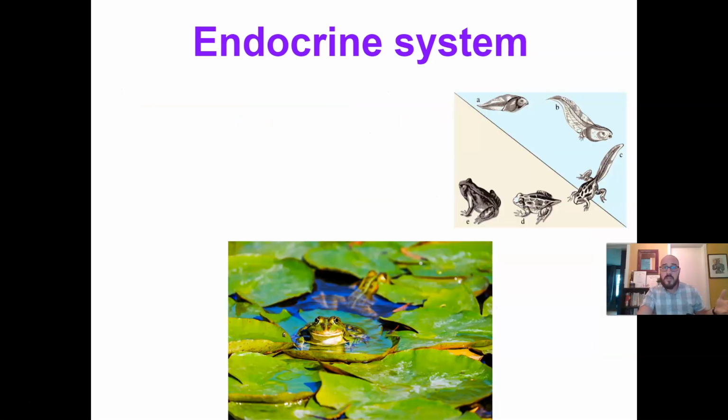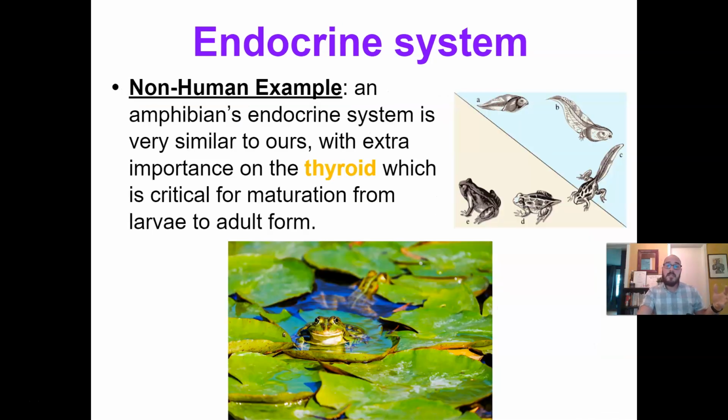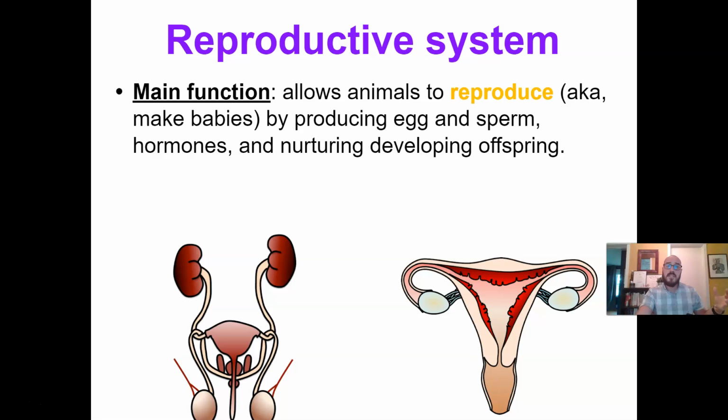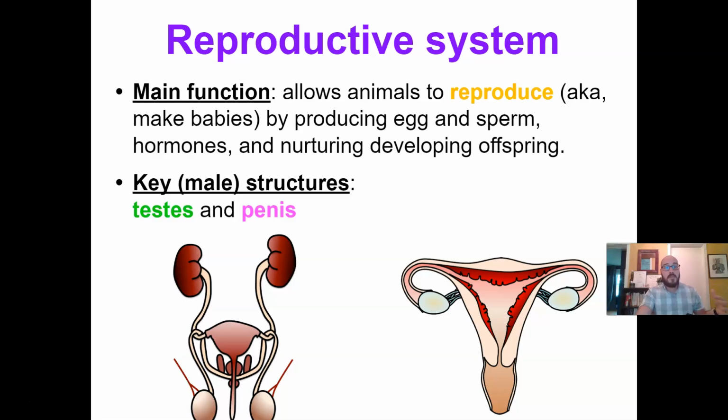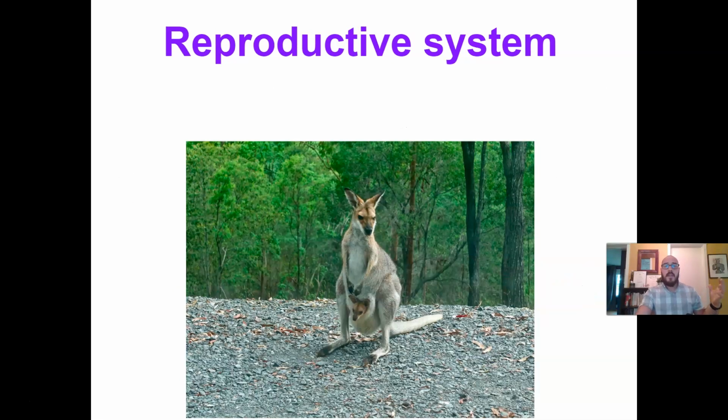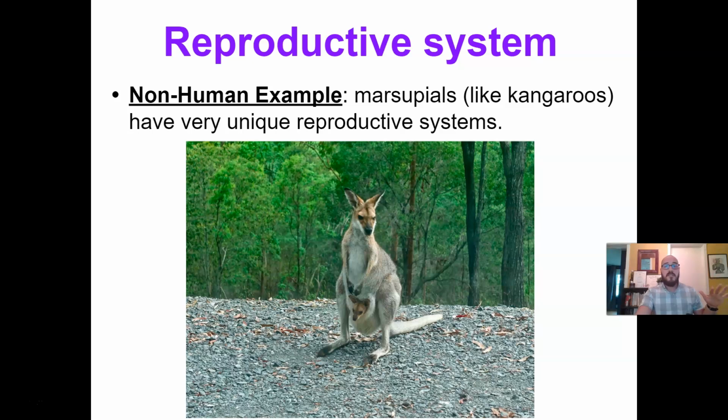Endocrine system, its main function, secretion of hormones that regulate stuff. So this is another control center. And a non-human example is like the thyroid in a frog, which controls how it develops. Reproductive system allows things to reproduce, make babies. All right. And marsupials have very weird reproductive systems. So they have a pouch, so their babies are born really, really small and live in that pouch until they grow up.